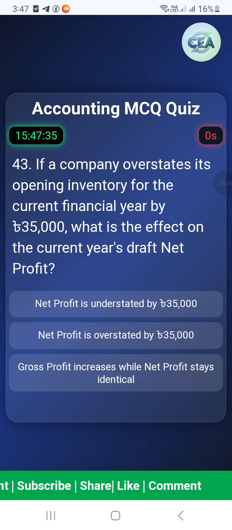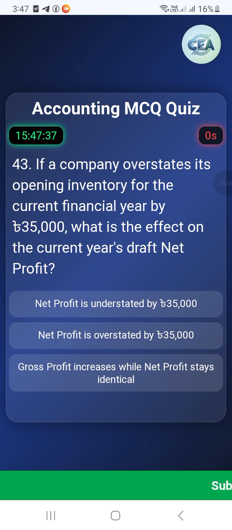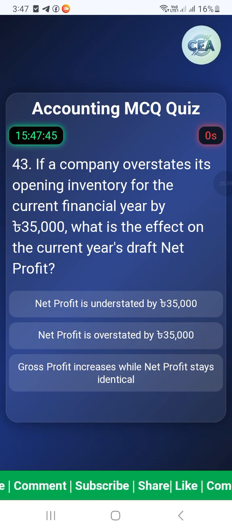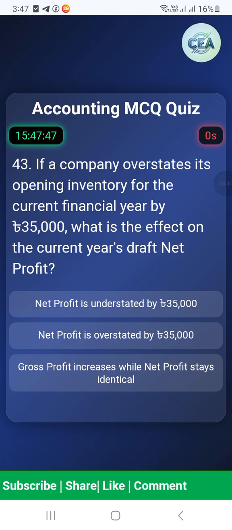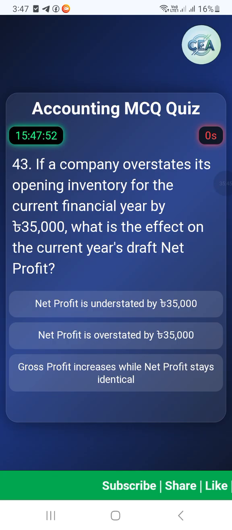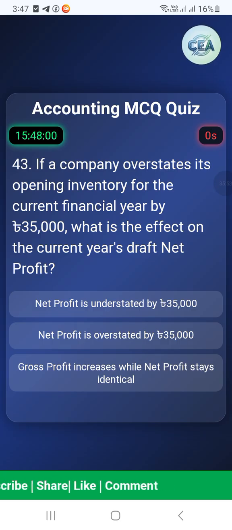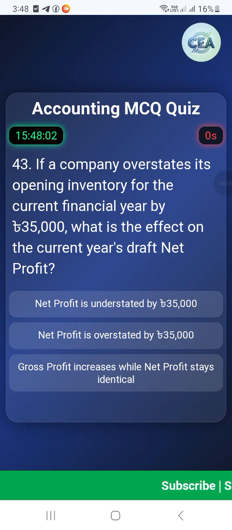43. If a company overstates its opening inventory for the current financial year by 35,000 takas, what is the effect on the current year's draft net profit? Option 1. Net profit is understated by 35,000 takas. Option 2. Net profit is overstated by 35,000 takas. Option 3. Gross profit increases while net profit stays identical.